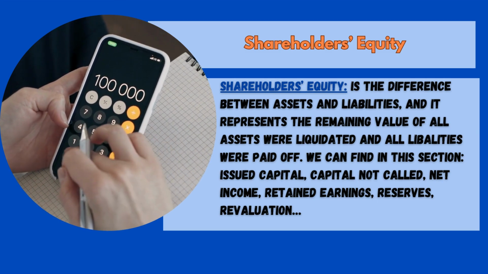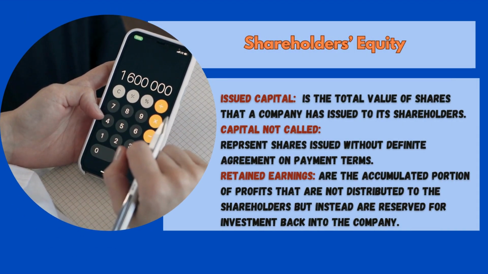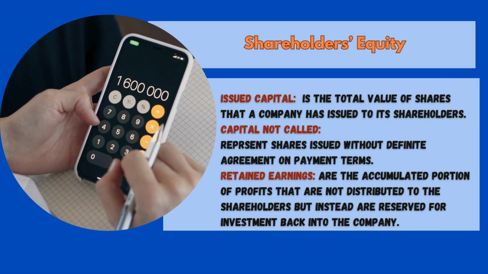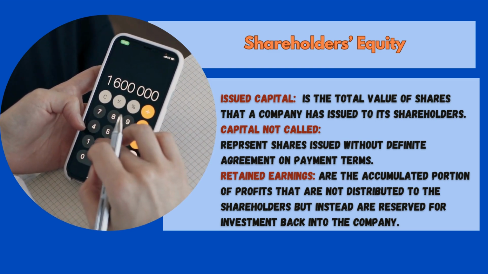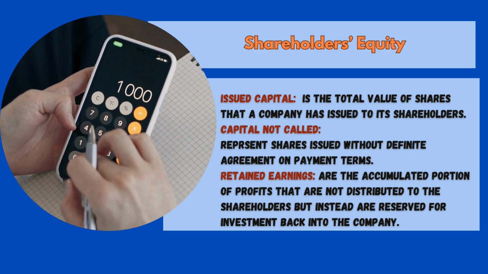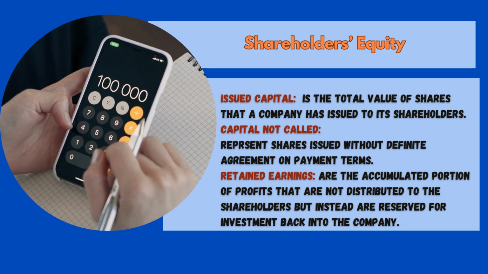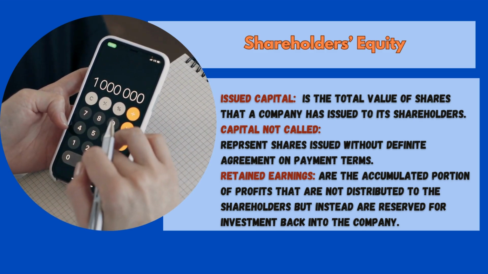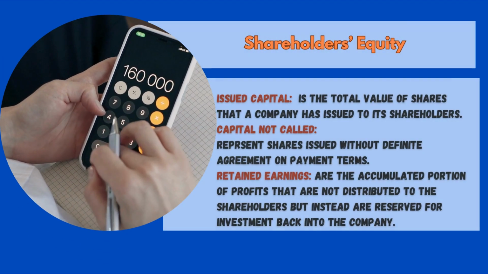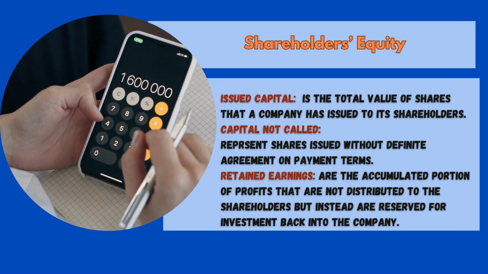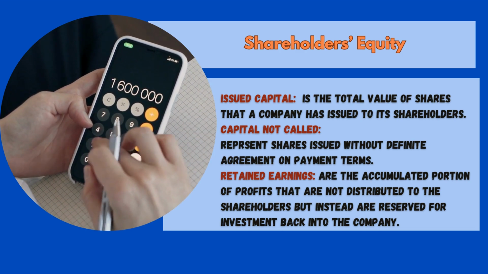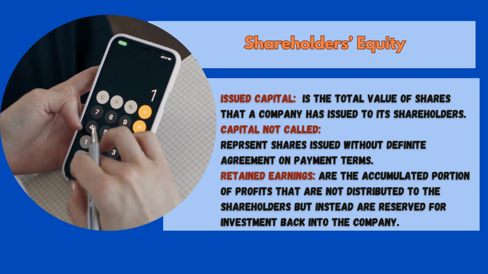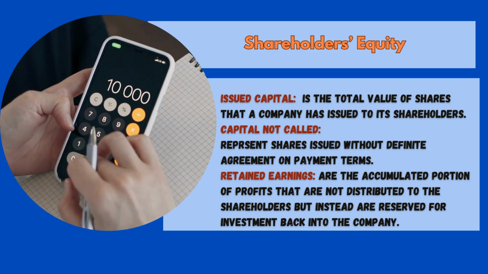I try to provide you some definitions of some difficult words. Issued capital is the total value of shares that the company has issued to its shareholders. Capital not called represents shares issued without definite agreements on payment terms. Retained earnings are the accumulated portion of profits that are not distributed to the shareholders, but instead are reserved for investment back into the company.